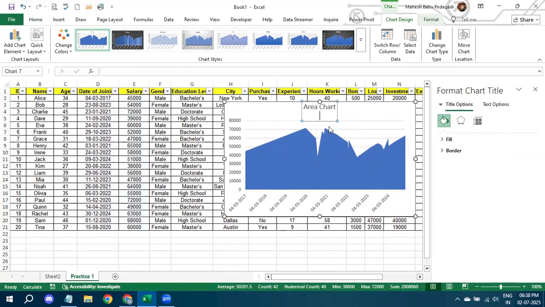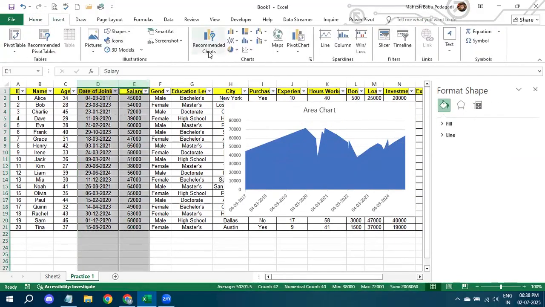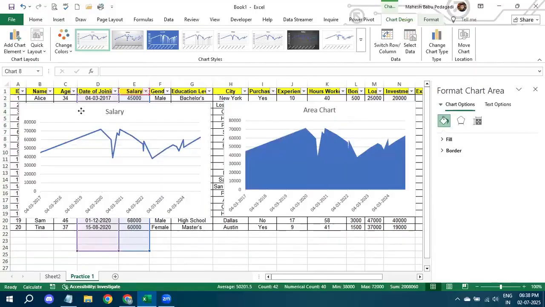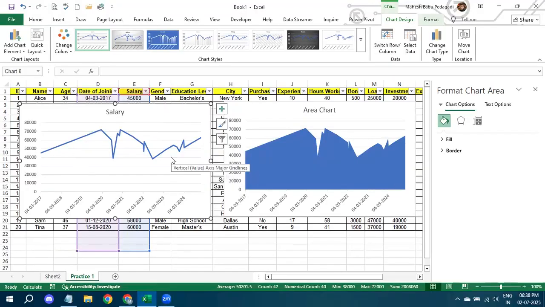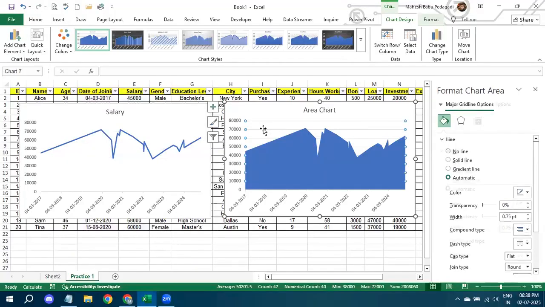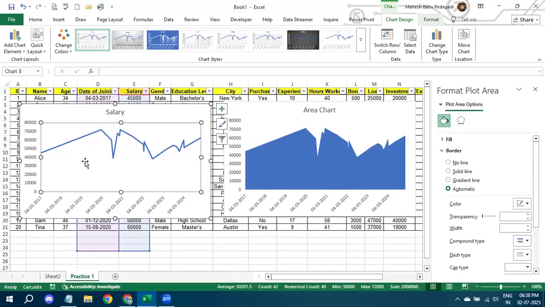Area chart. Okay, guys, I will select these two columns again, go to insert and choose line chart. This is a line chart. What is the difference between both of them, guys? The shaded area coverage only. Both give the same insights. However, for visual appeal, here the area is shaded, and here it is not shaded. That is the only difference between a line chart and an area chart.